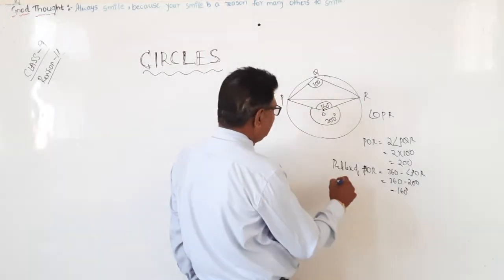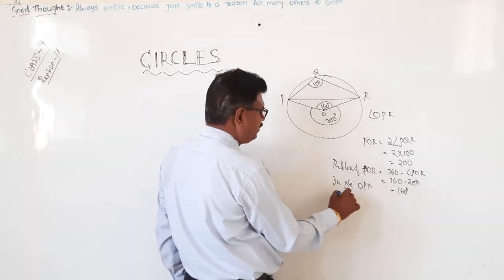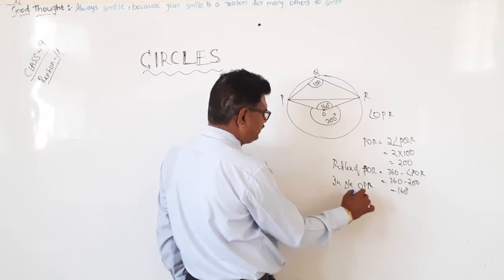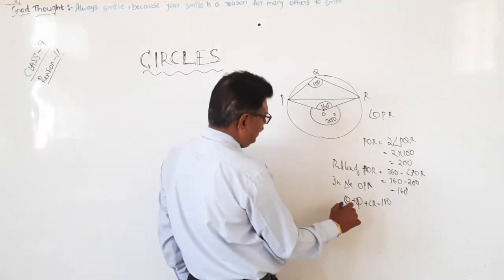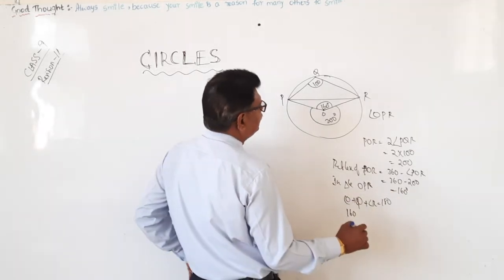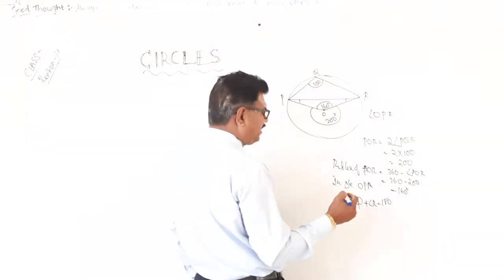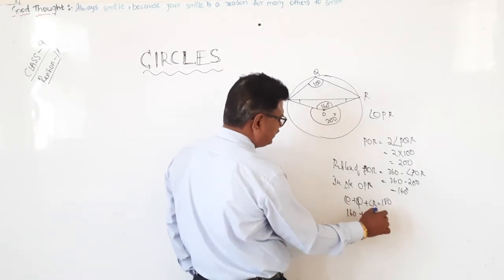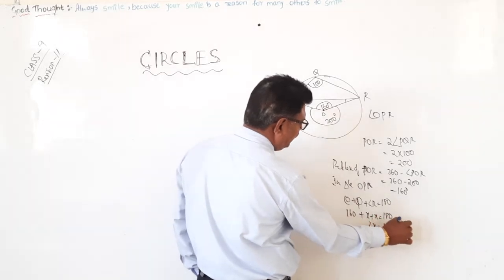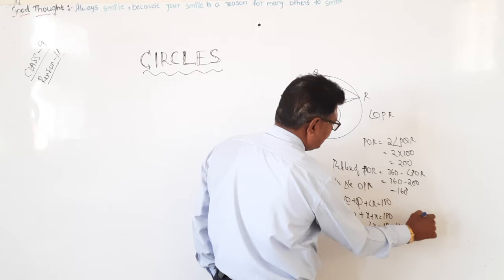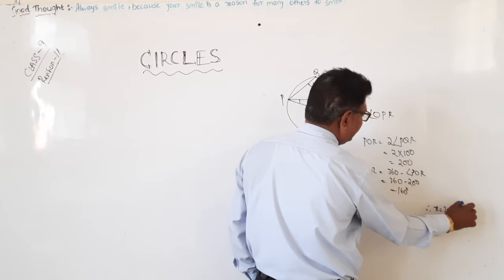Now take the triangle, that is, in triangle OPR, angle O plus angle P plus angle R is equal to 180. Angle O is 160. Yes, both are radii, therefore both angles are equal only. Isosceles triangle, therefore x plus x is equal to 180 minus 160, 2x is equal to 20. Therefore, x is equal to 20 by 2, which is 10 degrees.